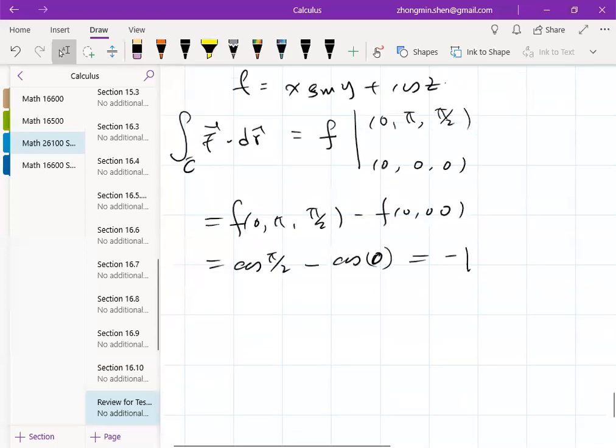All right, so for some problems, you cannot tell the difference between the time you spend on the problem. But if you are able to quickly see the vector field is conservative and find the potential function f, then you just need to evaluate the function at the two endpoints.